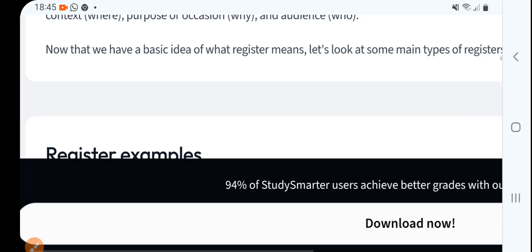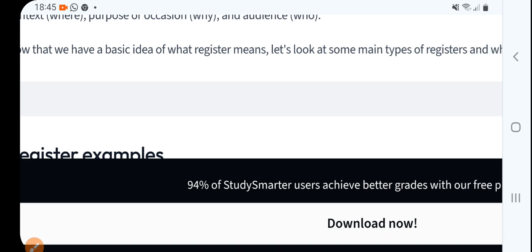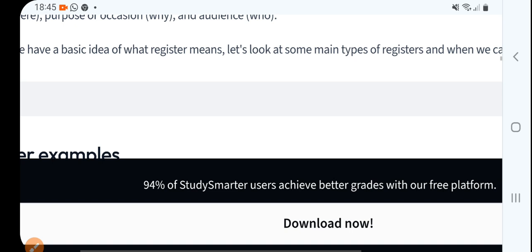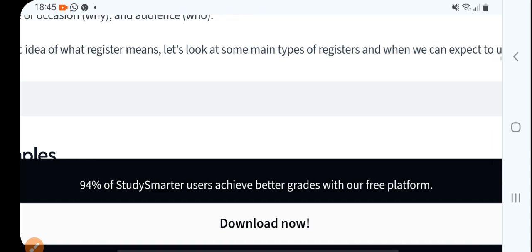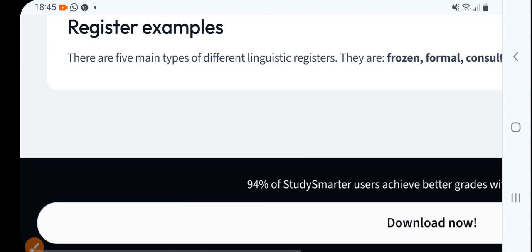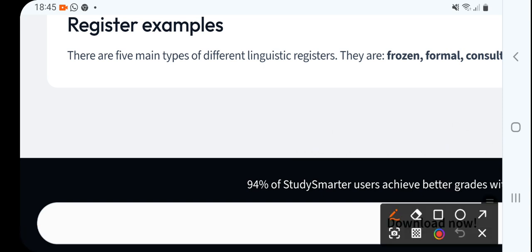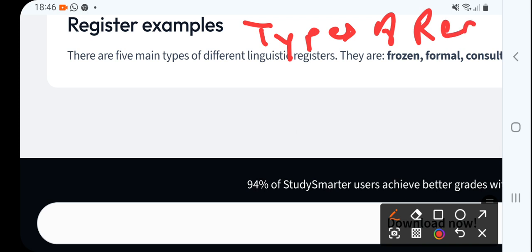According to social context, purpose and audience, our way of talking, our communication style, will change. Now that we have a basic idea of what register means, let's look at some main types of register and where we can expect to use them, right? So, register examples first of all. There are 5 main types of linguistic register. Here we can see the different types of register.